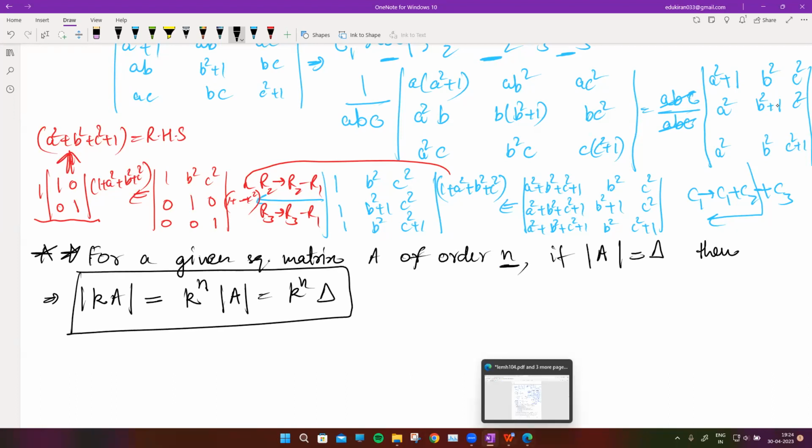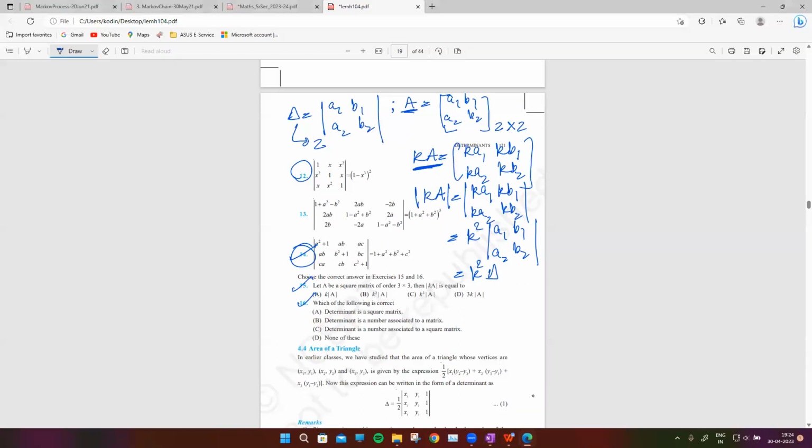So this will be applied in this case as well. There is order 3, right? And then we need to calculate the determinant of K times A. So it would be K cube into determinant of A.